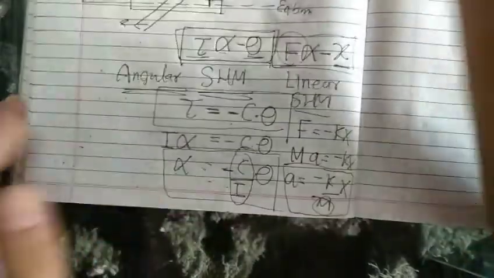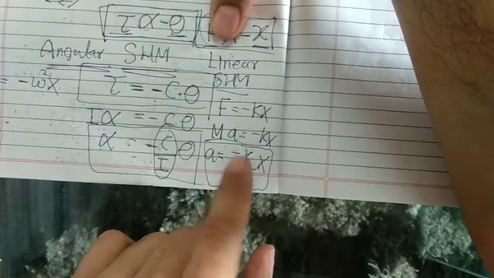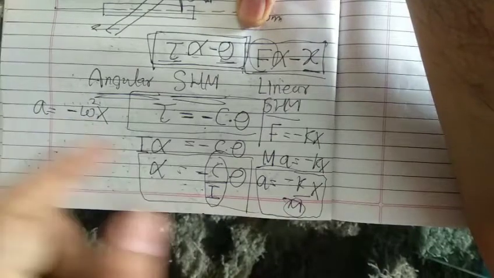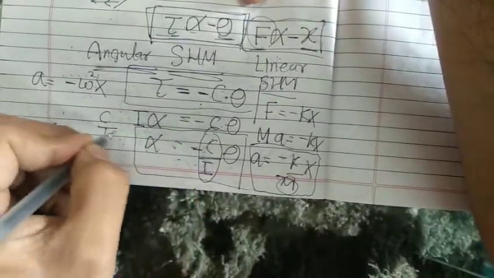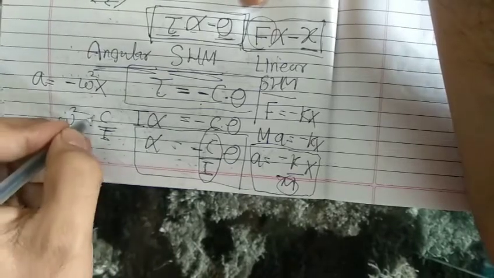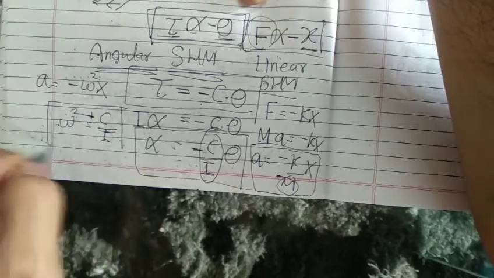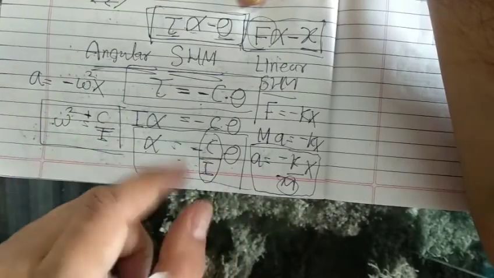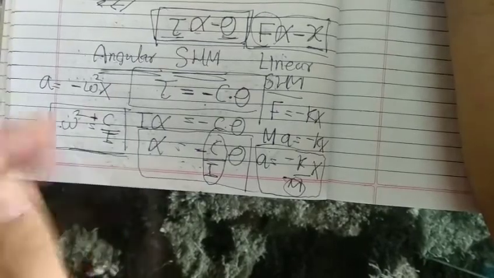Now, you might know that acceleration in SHM is given by minus omega square x. So K by M is replaced by omega square. Similarly, here also, C by I can be written as omega square. So in angular SHM, omega square is given by C upon I. Keep these formulas in your mind.